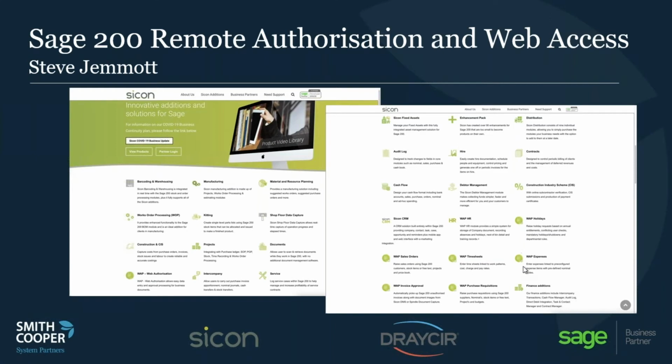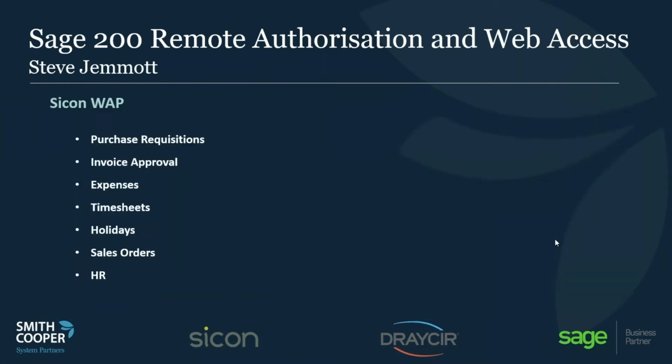Now, today's session, we're actually going to focus on the WAP platform, which is our web portal. So firstly, what is WAP? Now, the vast majority of what we do is written into the Sage database, so it's fully integrated with Sage, and you wouldn't necessarily know where Sage stops and Sicon starts. WAP is slightly different in that it's accessed externally via a web browser.